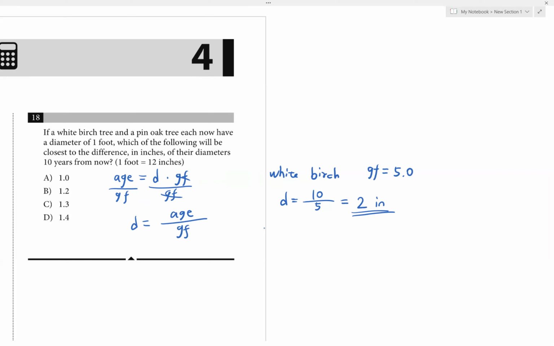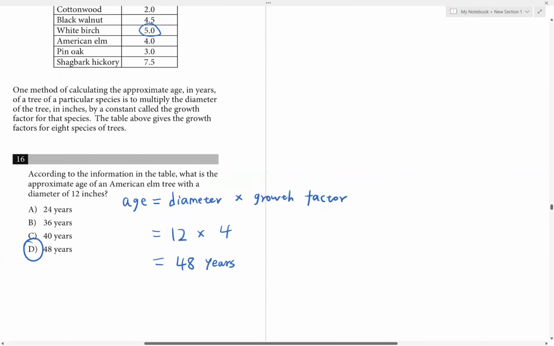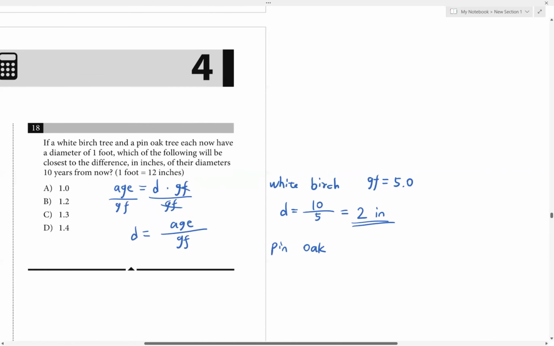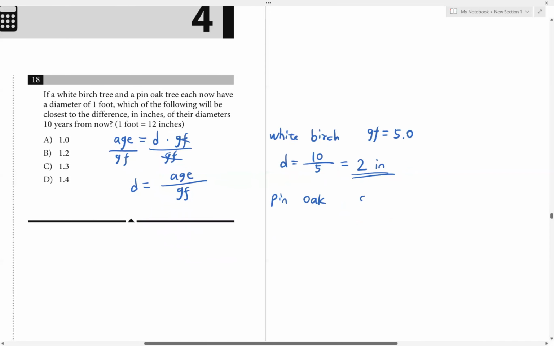And then we have the pin oak. The growth factor for a pin oak is right here at 3.0. So growth factor is 3.0 for pin oak. To solve for the diameter, it will be 10 divided by 3, which is 3.333 repeating inches.